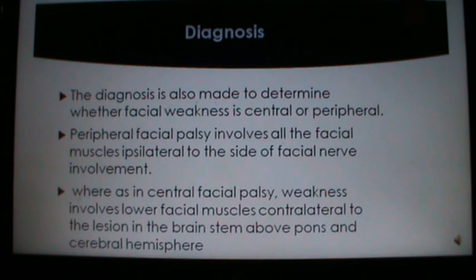The diagnosis is also made to determine whether facial weakness is central or peripheral. These are the two types of facial paralysis, but the most common is peripheral. Peripheral facial palsy involves all the facial muscles ipsilateral, meaning on the same side as the facial nerve involvement, whereas central facial palsy weakness involves the lower facial muscles contralateral, meaning on the other side to the lesion in the brainstem above the pons and cerebral hemisphere.